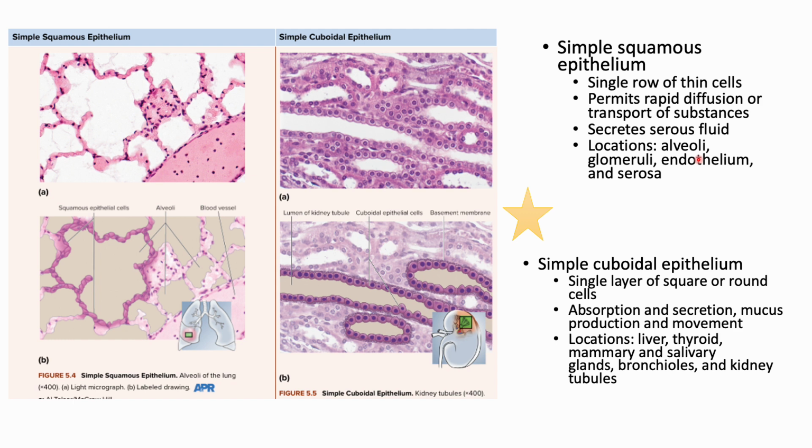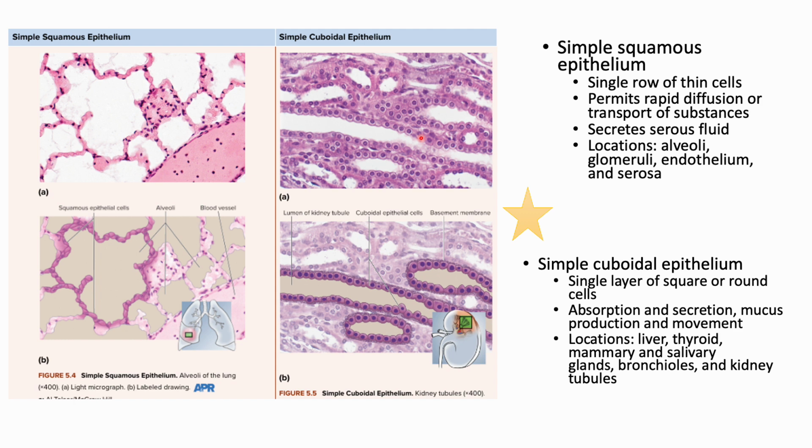Next, we have simple cuboidal epithelium. How many layers? It is simple. So one, the shape you will see is cuboidal. And when we say cuboidal shape, we mean kind of a layer of square or round cells. Major function is absorption and secretion, mucus production and movement. And where do we find this? We find this in the liver, the thyroid, the mammary and salivary glands, bronchioles, and kidney tubules. In this image, this is a kidney tubule where we see one layer of cuboidal cells, so simple cuboidal cells.